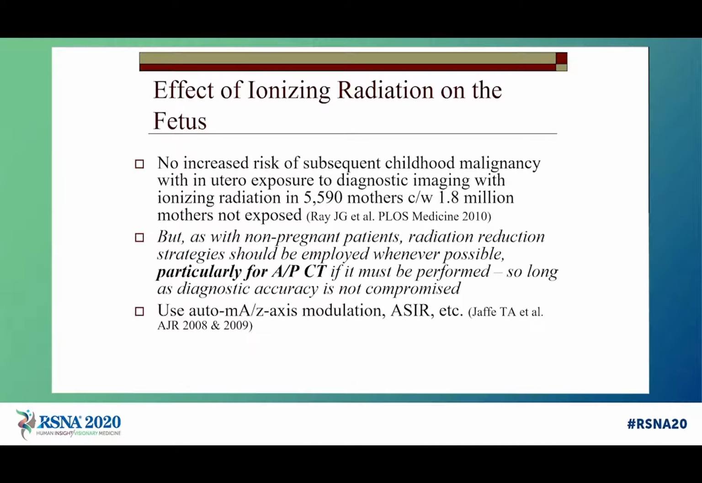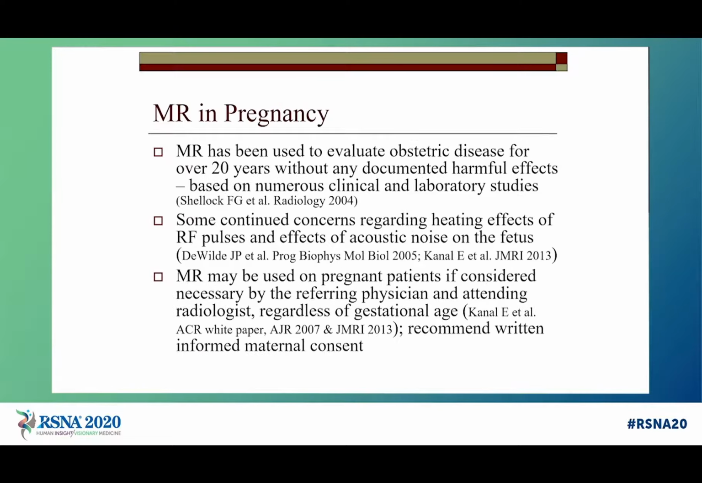Well, here's a paper published a few years ago from Canada that showed actual data: a small cohort of pregnant women exposed to ionizing radiation for medical imaging, compared to a much larger group who were not, did not have a statistically significantly increased risk of malignancy in the child. But again, if we have to use ionizing radiation, we want to use techniques such as ASIR and dose modulation, etc., to reduce dose, not to the point where we don't get an answer.